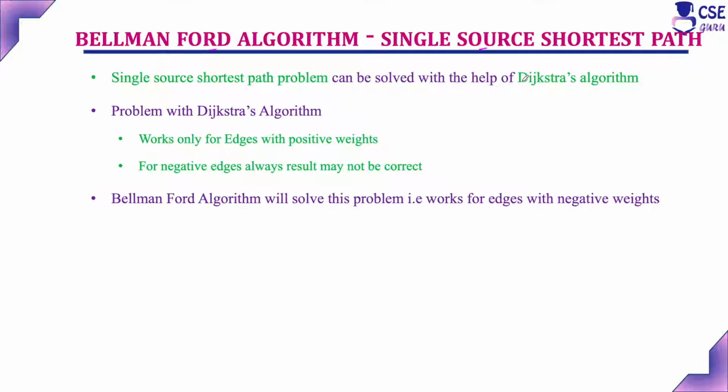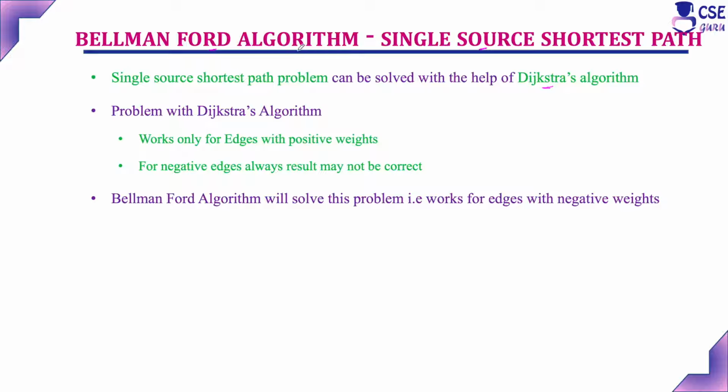The same single source shortest path problem can be solved using the famous algorithm, that is Dijkstra's algorithm. Already we have discussed Dijkstra's algorithm and we have solved the problems also. I will provide the link in the description for your reference. Dijkstra's algorithm is also used to find the shortest path from the source vertex to all other vertices. Bellman-Ford algorithm is also for the same purpose.